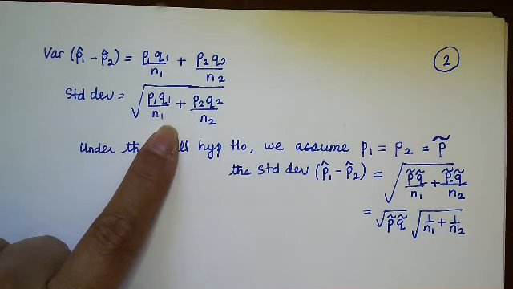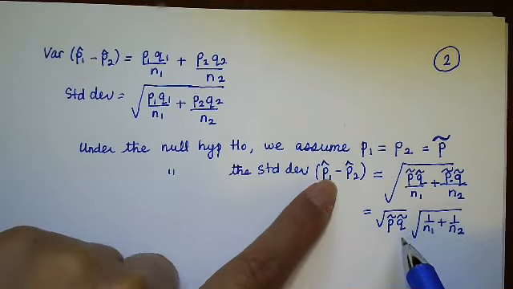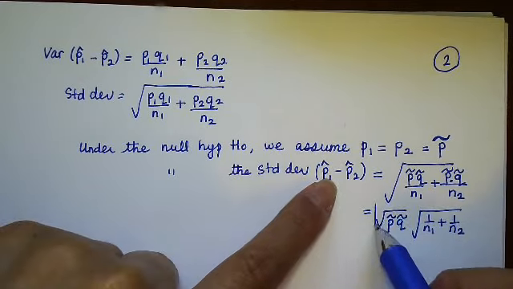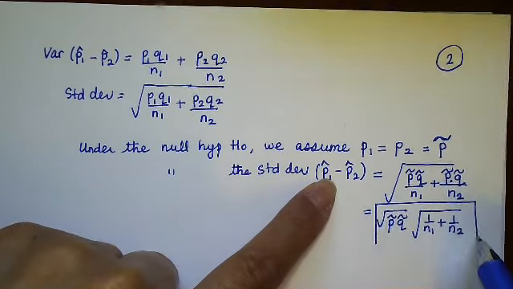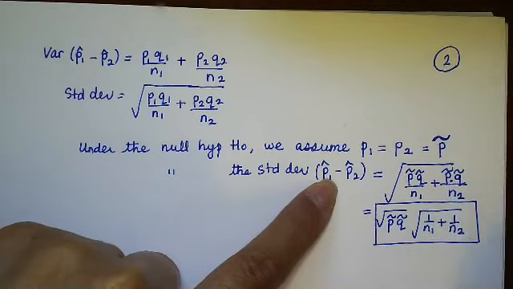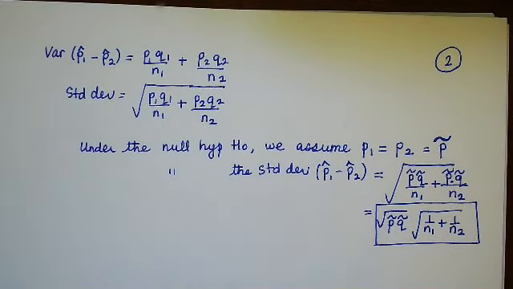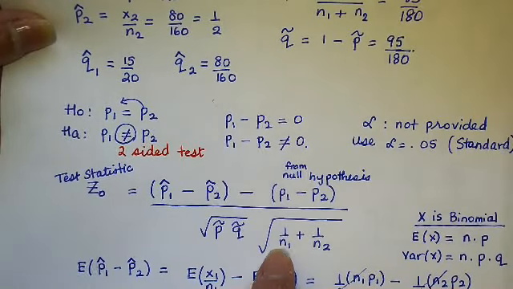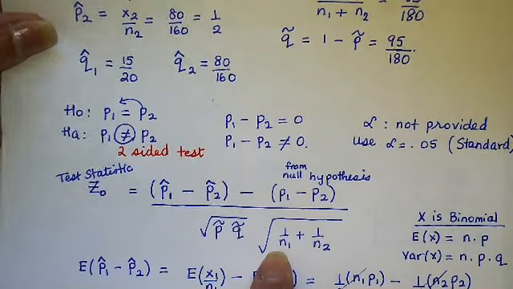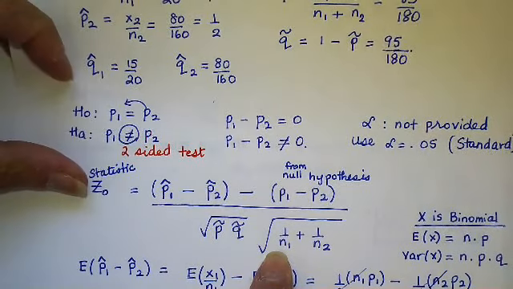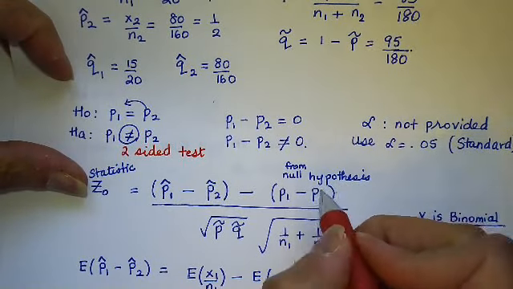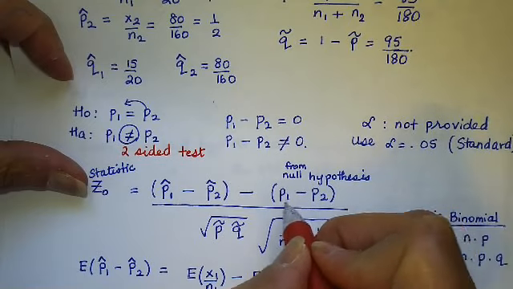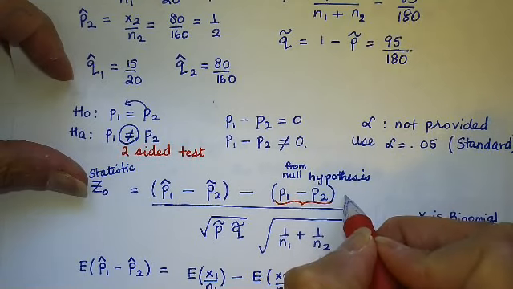So if we are talking about the assumption that P1 and P2 are the same, which is the case under the null hypothesis, then the standard deviation is given by this statement right here. And this expression is what you will find in the denominator of the z-test statistic. That's where this comes from.